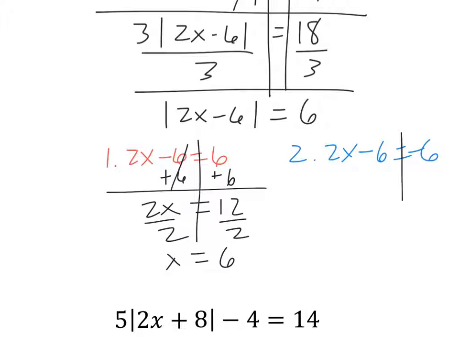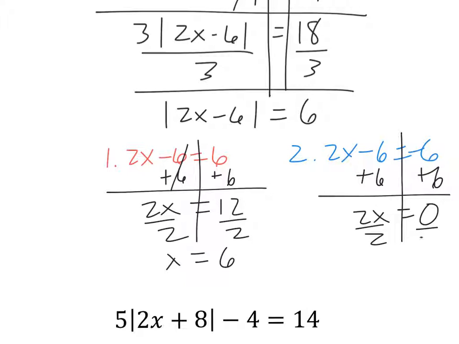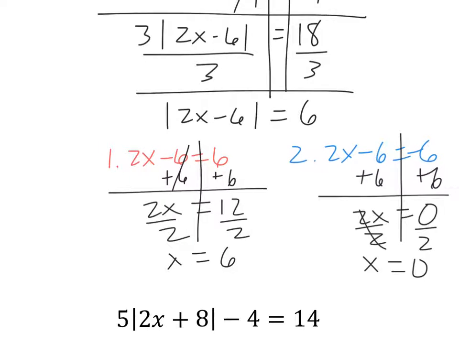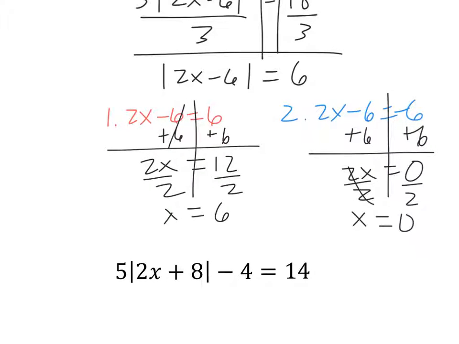And then finally over here, we will add 6 on both sides to get that 2x is equal to negative 6 plus 6, which is 0. And we can still divide by 2, right? Because we can divide 0 by any number. And then x equals, well, 0 divided by 2 is just 0. So our 2 solutions for this equation are, maybe I'll write them in a different color so you can see, x equals 6 and 0.